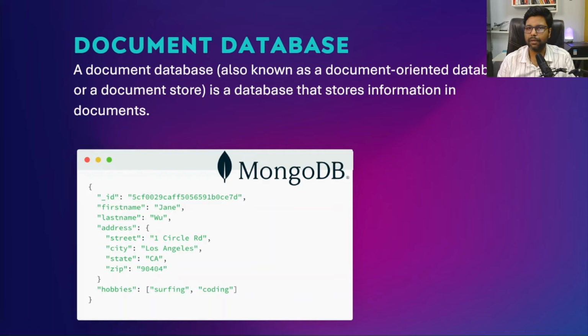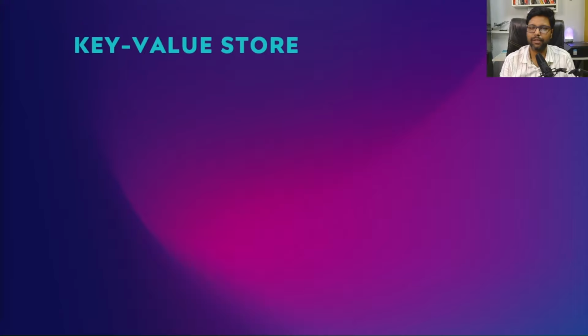Document databases are ideal when you have complex data, right? That doesn't have any structure or doesn't fit into a table structure. Now let's take a look at the key-value store. A key-value store is also known as a key-value database, which is a type of non-relational database, and it uses a simple key-value store, right? It uses key and value to store the data. So it stores data as a collection of key-value pairs in which the key serves as a unique identifier.